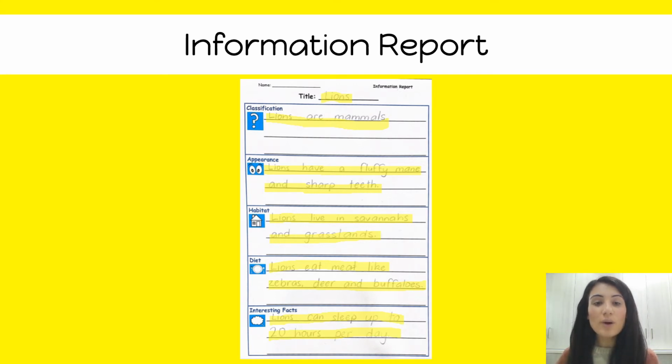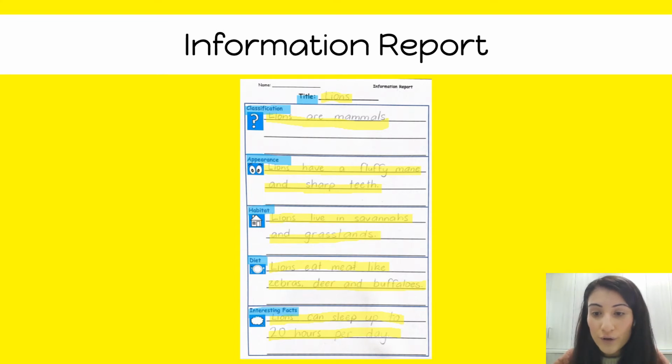So you might like to keep this slide up so you can copy this layout into your workbook or onto your piece of paper that you're working on at home. If you want, you might like to also write those headings. So you can write, title, classification, appearance, habitat, diet, and interesting facts. If you like, you can write those headings on your page just to remind you the order that everything goes in. But if you don't want to write those headings on your page, that's fine too. You can just write the sentences underneath each other.